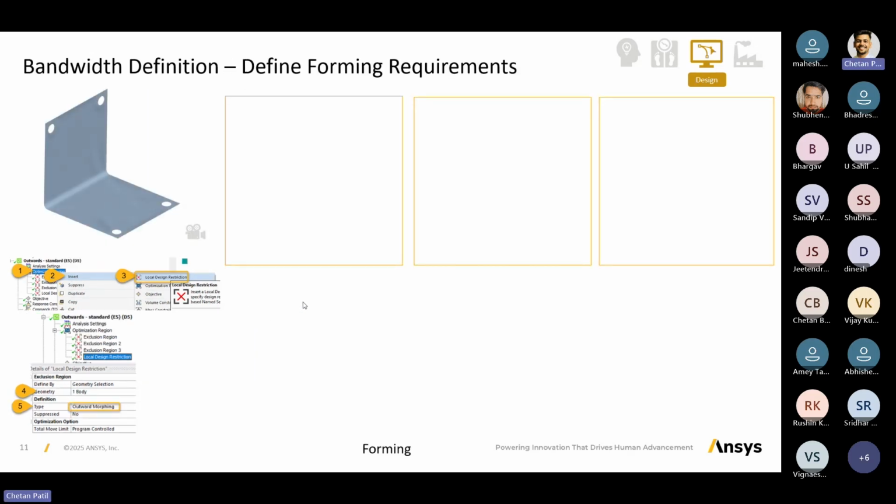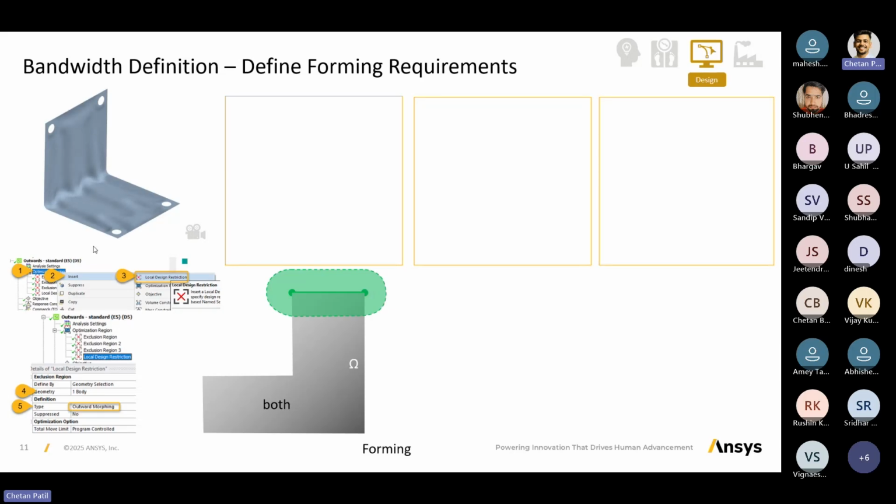In a similar way, for a different process, like the forming process, you can use the same kind of local design restrictions, either outward morphing, inward morphing, or free morphing. So how does this morphing take place? On the image you can see how this free morphing gets generated in the geometry, and this free morphing is controlled by the total move limit, which has been program controlled.